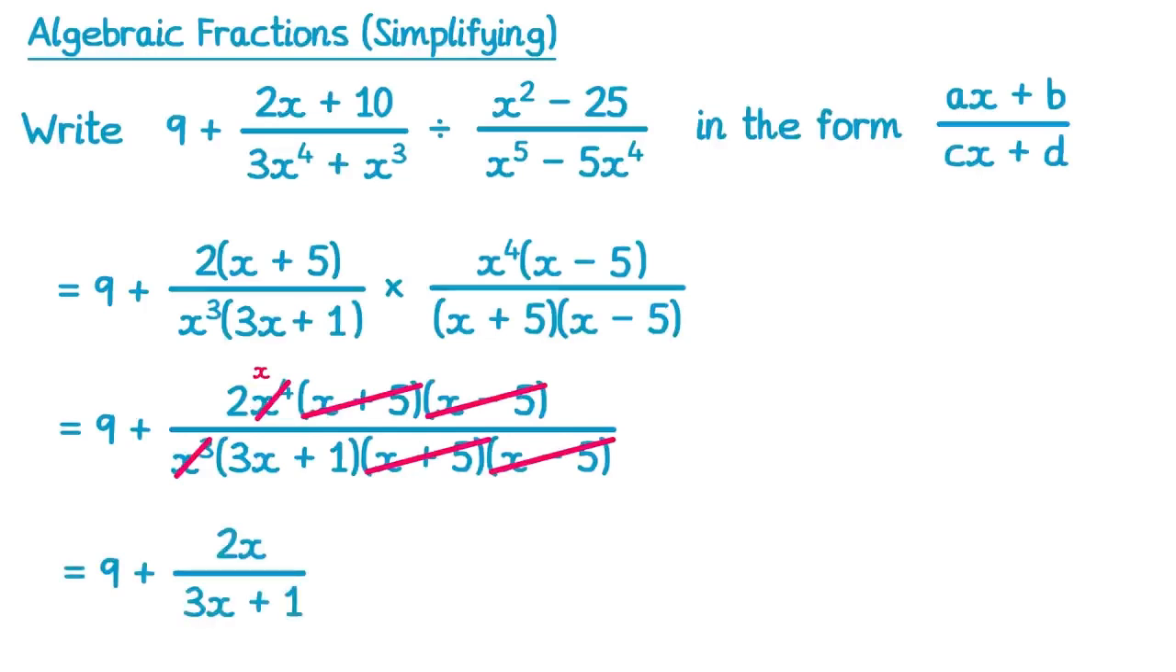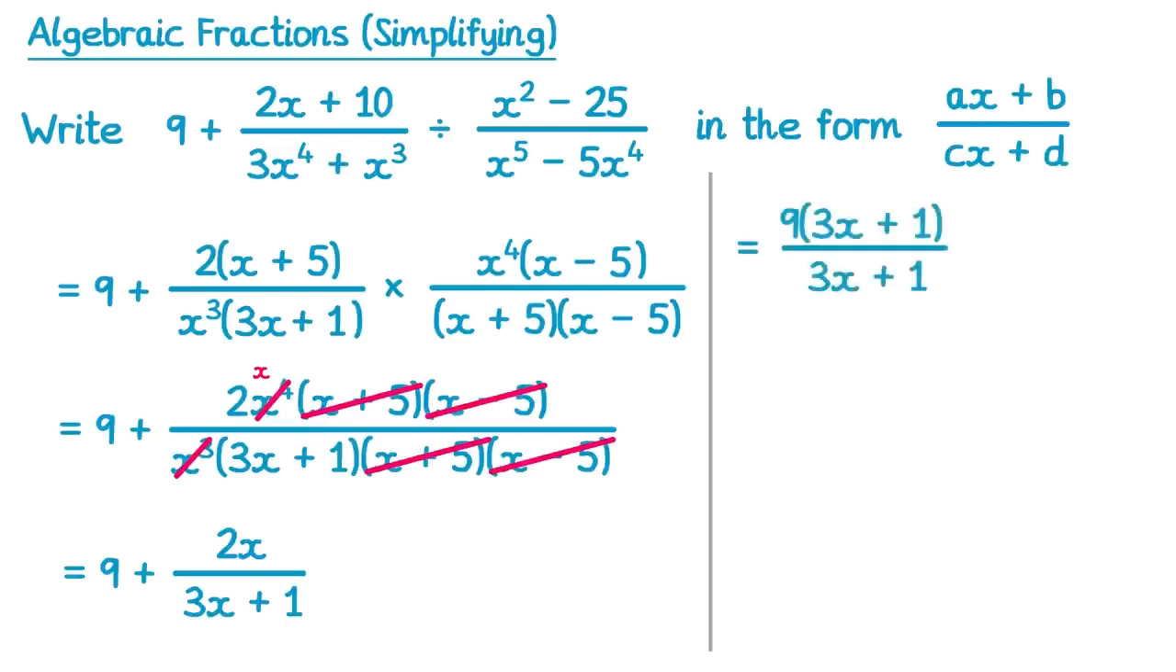Now we're trying to write it in that form on the right hand side, so we need to get these into one fraction. So what we're going to do is rewrite them both over a common denominator. The denominator we're given is 3x plus 1, so we'll need to write the 9 over 3x plus 1 as well. If we were to write the 9 as a fraction over 3x plus 1, we would multiply the top and bottom by 3x plus 1. So it's 9 lots of 3x plus 1 over 3x plus 1. That's the same as 9.